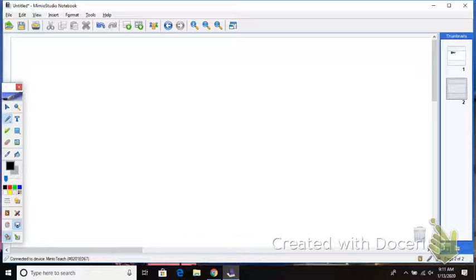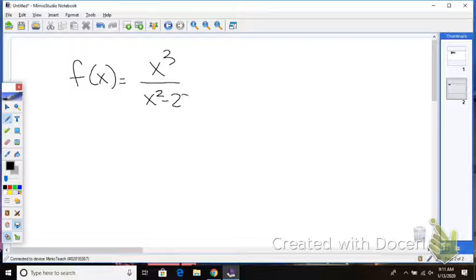They're so yelly today. Okay, here's the bell ringer. f of x equals x cubed over x squared minus 25. So let's start with vertical asymptote. What do I set equal to 0 to find the vertical asymptote? The denominator. Okay, so I have x squared minus 25.